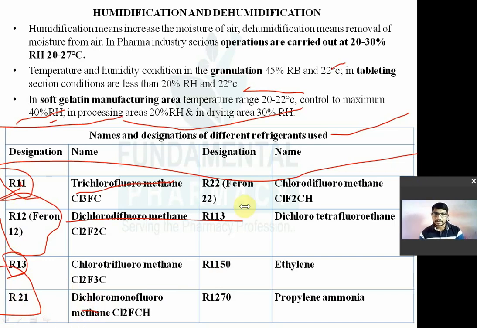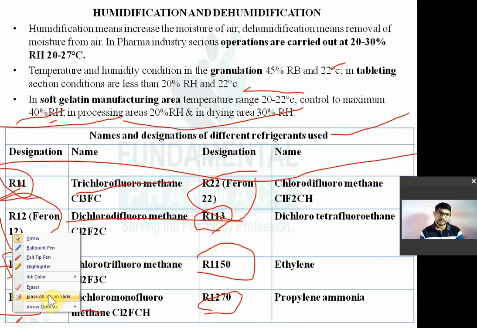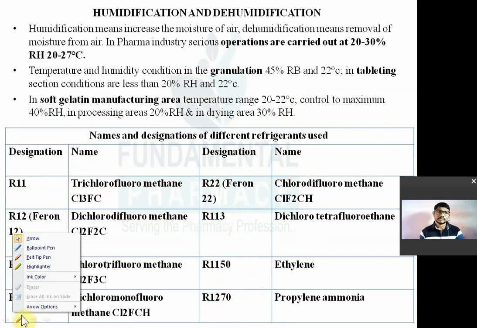Then again Freon 22 or R22. That is known as chlorodifluoromethane. R113, dichlorotetrafluoroethane. Then R1150 is known as ethylene, and R1270 is known as propylene, and ammonia. So these are used as refrigerants. Refrigerant means they will decrease the surrounding temperature. They are used for refrigeration purposes.